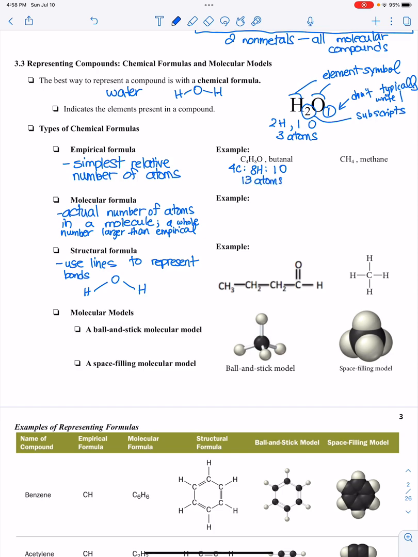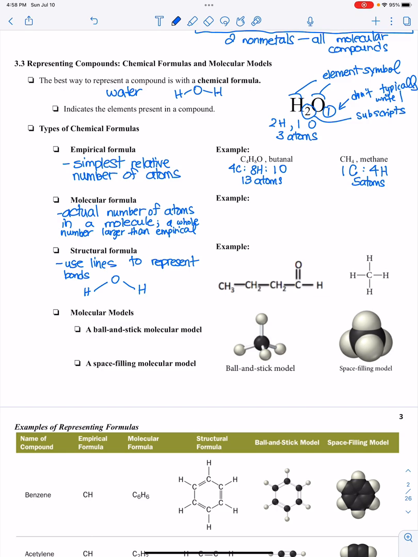Methane, CH4, has 1 C. Remember, there's no subscript I see for C, for carbon, so I assume it's 1. And there are 4 H's. That's 5 atoms in total. I add up all of those subscripts together. That cannot be divided further, so that is an empirical formula.